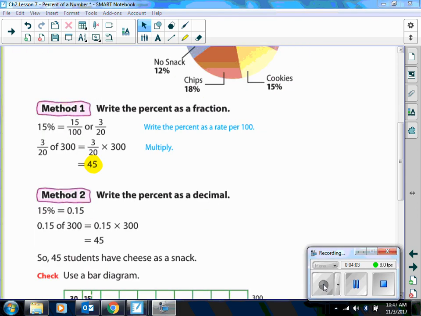You can also write the percent as a decimal. So here we're going to change this percent to a decimal by moving the decimal 2 places to the left, and we end up with 0.15. That 0.15 is going to get multiplied, because of means multiply in math, times 300. And that will give us the same thing. Is everybody clear?